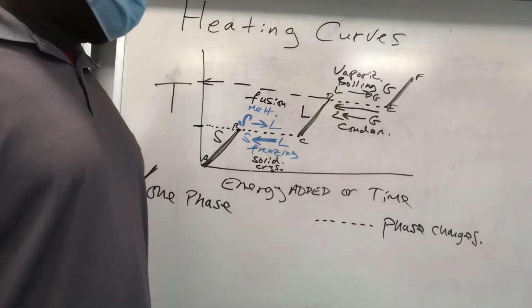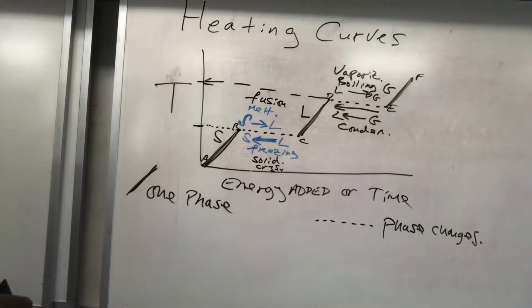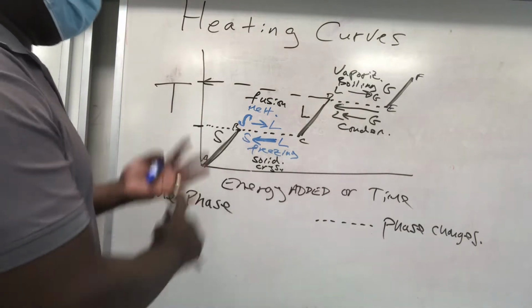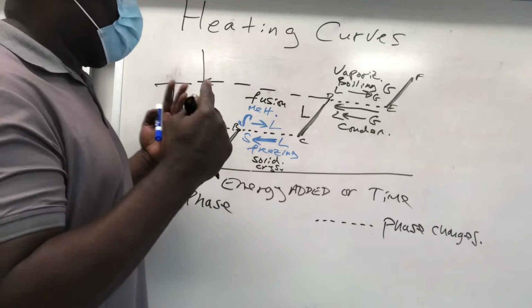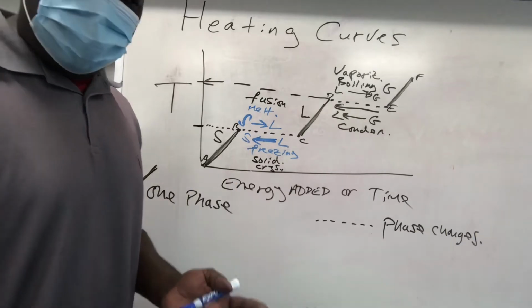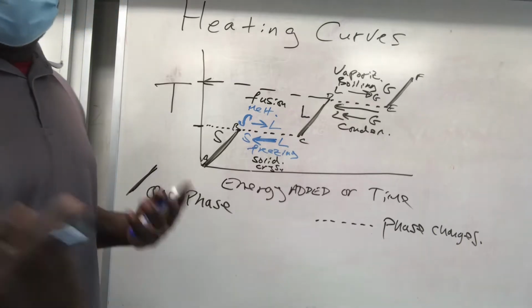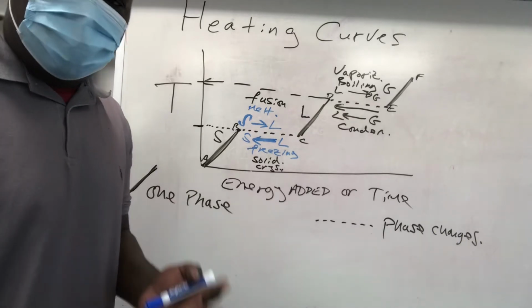So now let's jump into the energies. All right. You can be asked, okay, what does the diagonal line represent? What does the horizontal line represent in terms of phase and phase changes, right? But you can also be asked what's happening in terms of kinetic and potential energy.